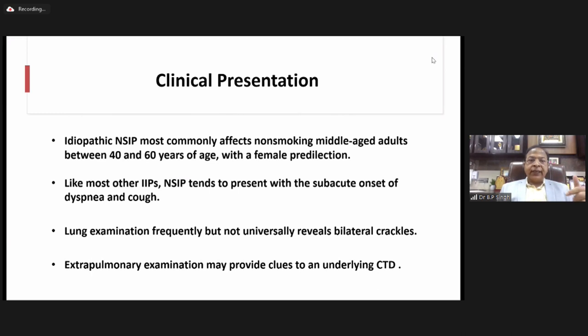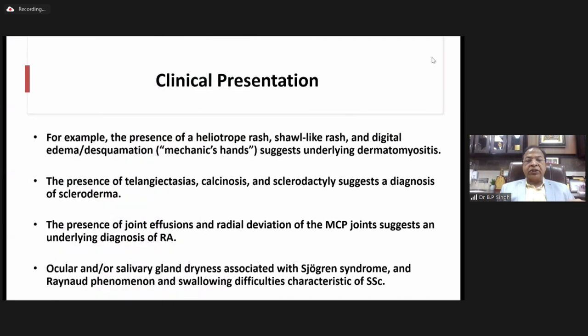How does it clinically present? The idiopathic NSIP most commonly affects non-smoking middle-aged adults between 40 and 60 years of age with a female predilection. Like most other IIPs, NSIP tends to present with a subacute onset of dyspnea and cough. Lung examination frequently but not universally reveals bilateral crackles. An extrapulmonary examination may provide clues to an underlying CTD, which is very important. You have to look in your patient for extrapulmonary sites of involvement.